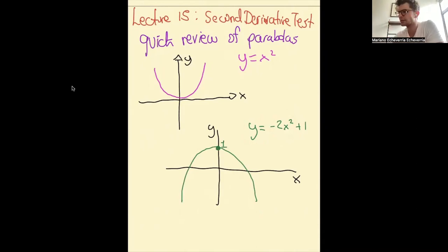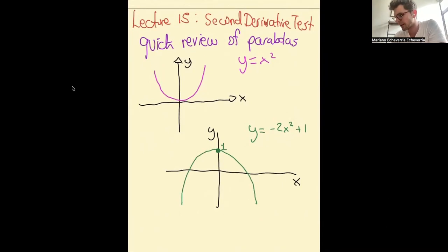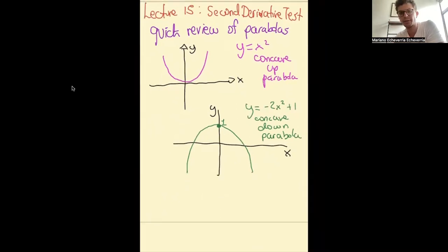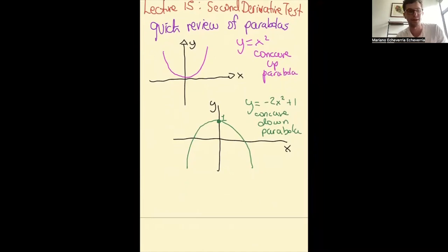I'm not sure sometimes what you had seen before, but this is called a concave up parabola. And this is called a concave down parabola. Does that look familiar? This concave up, concave down. I'm about to give you a definition, but just to make sure.